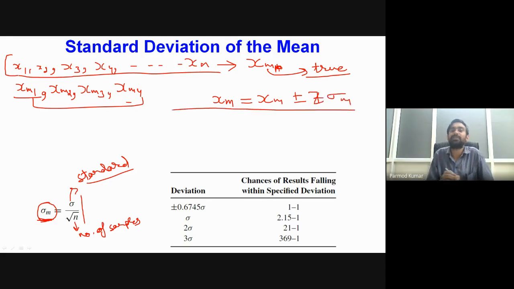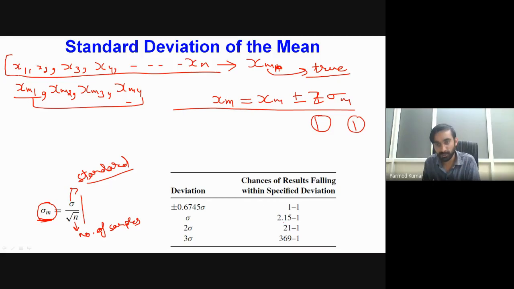This is something I have told you earlier also. We have one table available, and based on this table we can see the chances of results falling within a specified deviation. The first value corresponds to 1 is to 1, which means if we take one sample, that one sample is expected to be our odd sample, meaning it does not fall into the expected result.